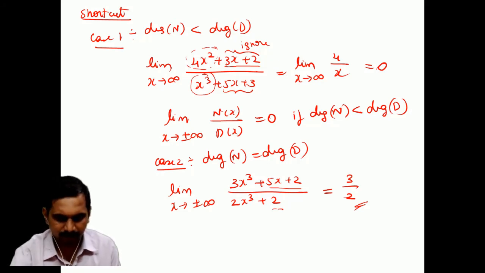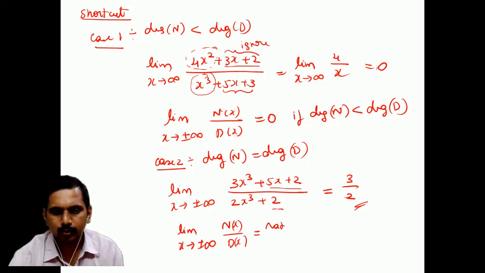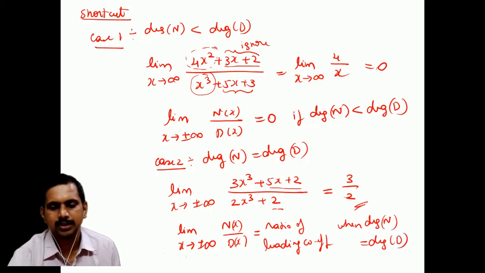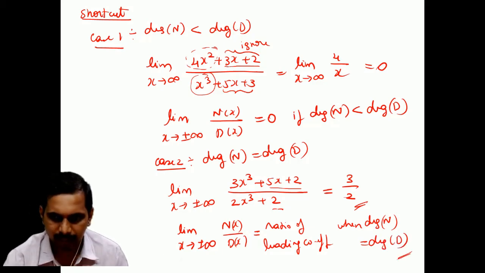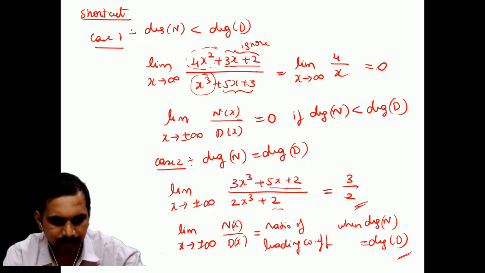Okay, case 3 we will see. Have you written this down, students? So when you have limit x tending to plus or minus infinity, n of x by d of x would be equal to the ratio of leading coefficients, when the degree of numerator equals the degree of denominator. Write this in your formula sheet, students. Very important. Okay, done? Clear? Let me go further. Last one. Then we will go on tomorrow.